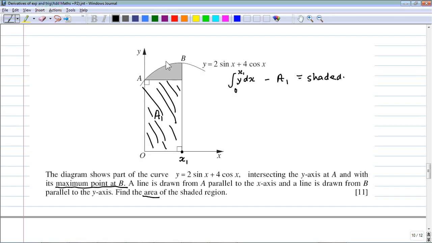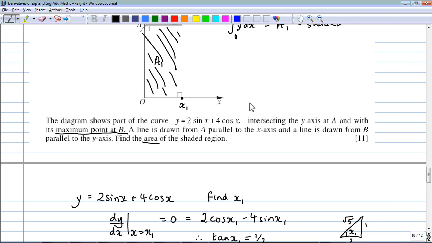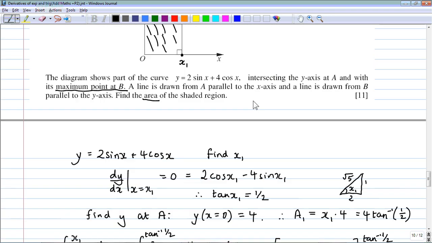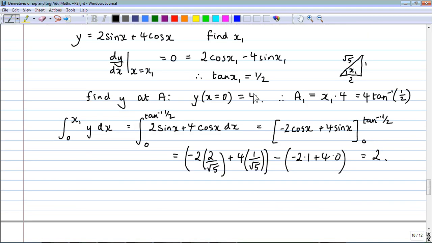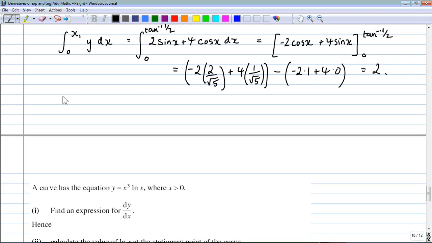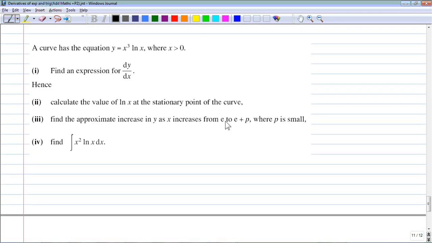So the whole area is 2, but the area of A1 was 4 inverse tangent 1/2. So the area we want, the shaded area, equals the whole area, 2 minus 4 inverse tangent 1/2, which you could work out on a calculator if necessary. That's the final answer. Okay, let's look at the third example.